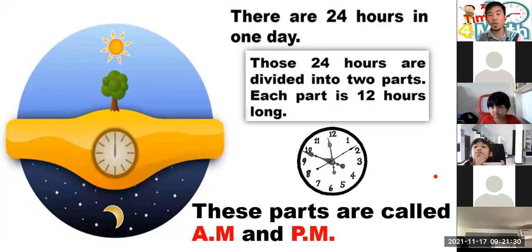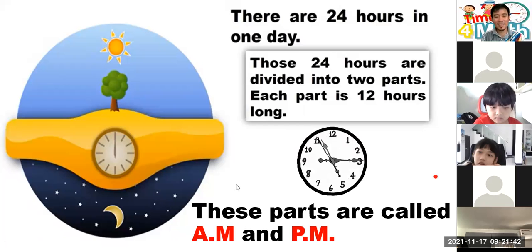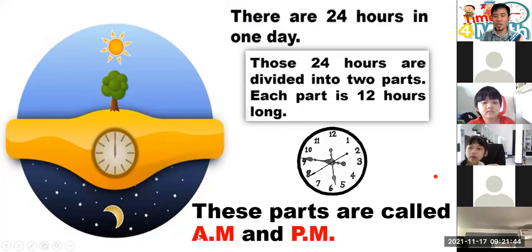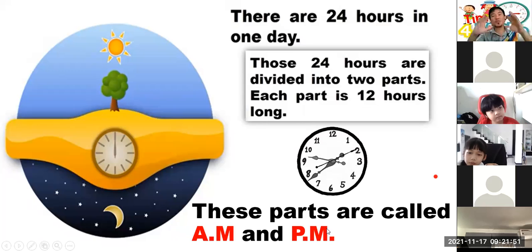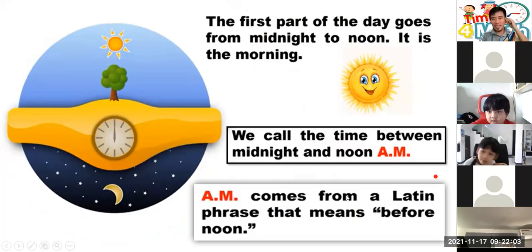So these parts are called AM and PM. Okay, 12 hours for AM, 12 hours for PM. All new? Okay, again, 12 hours for AM, 12 hours for PM. So 12 plus 12, we have 24. 12 for before noon, 12 after noon.